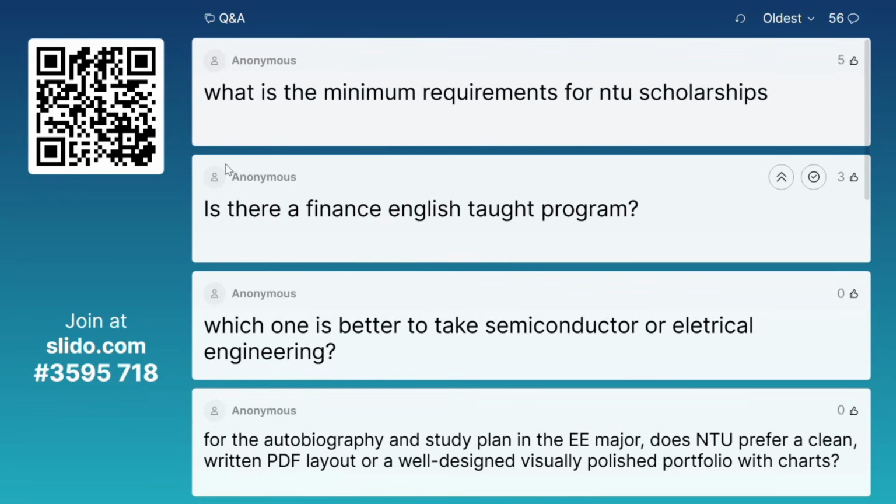What is the minimum required for the NTU scholarship? I think we covered this before, so you are welcome to apply. We do not have a requirement, so if you apply, you will be considered for the scholarship decision. The way to apply is that you only have to tick the box in our application system.